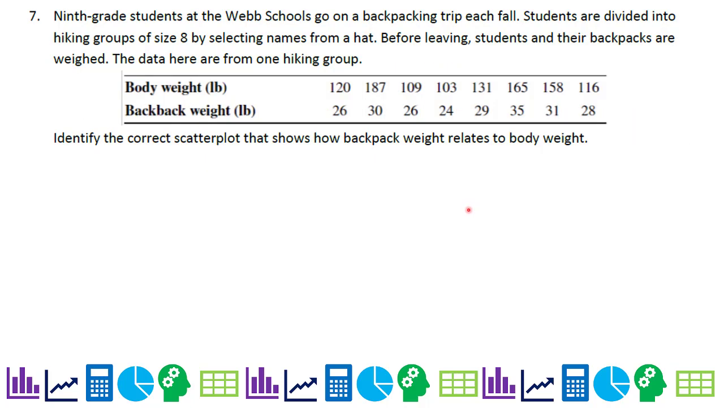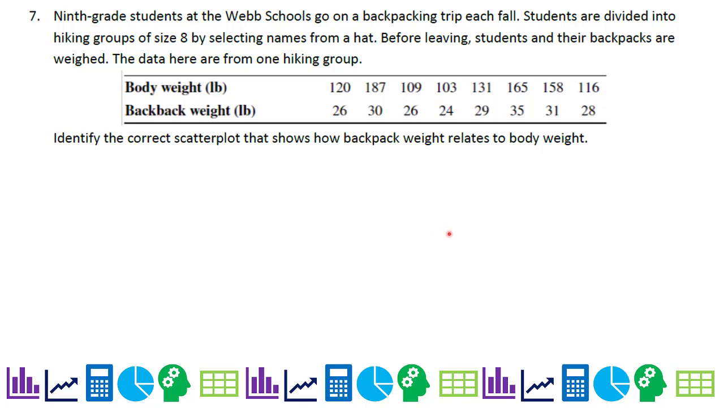Number 7. Ninth grade students at the Webb schools go on a backpacking trip each fall. Students are divided into hiking groups of size 8 by selecting names from a hat. Before leaving, students and their backpacks are weighed. The data here are from one hiking group. Identify the correct scatter plot that shows how backpack weight relates to body weight.